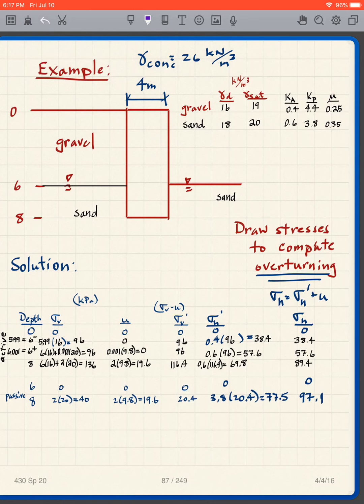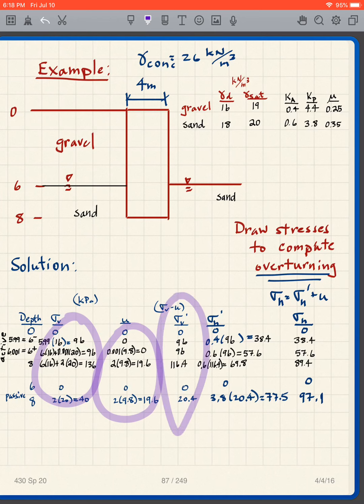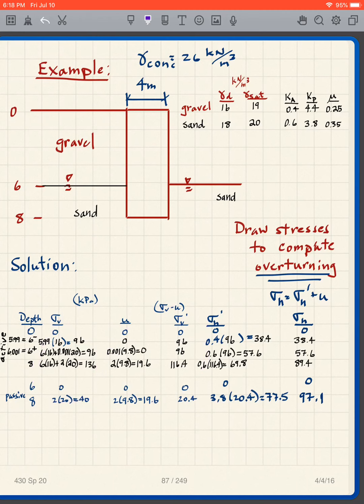Now, because I have gravel here and sand here, I have a discontinuity in these wall stresses. So I have to have a 6 minus and a 6 plus there, and 8. So I've got 0, 6 minus, 6 plus and 8. And then you can all compute these. So I got my sigma v, u, sigma v minus u, and then of course what do I have to do when I get to the sigma h prime?